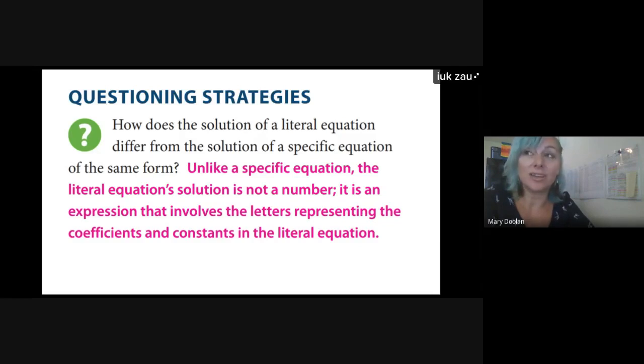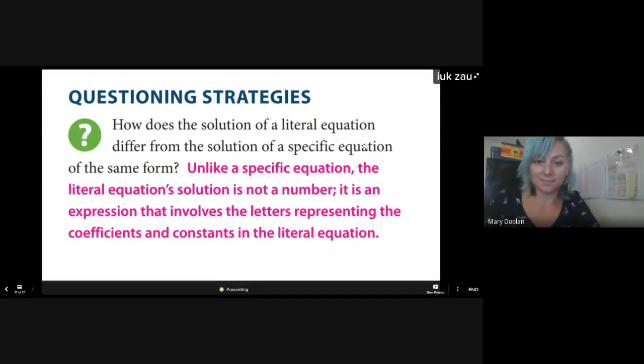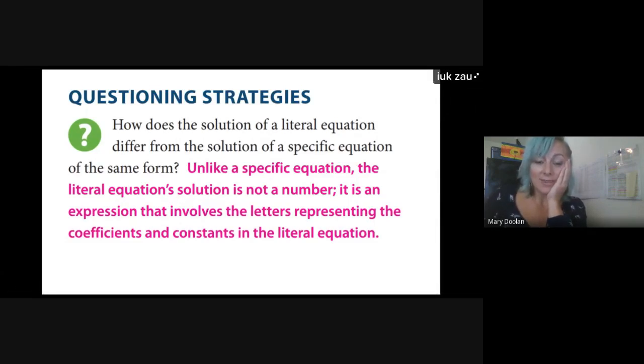It is an expression that involves the letters representing the coefficients and constants in the literal equation. So a specific equation, its solution is a number. A literal equation solution is an expression of variables, an expression of letters. Okay, so that's the end of this lesson.